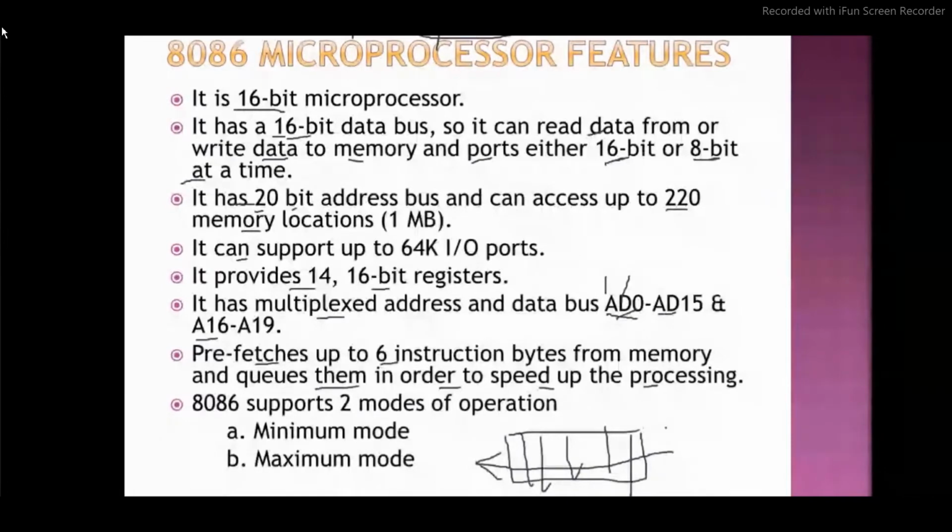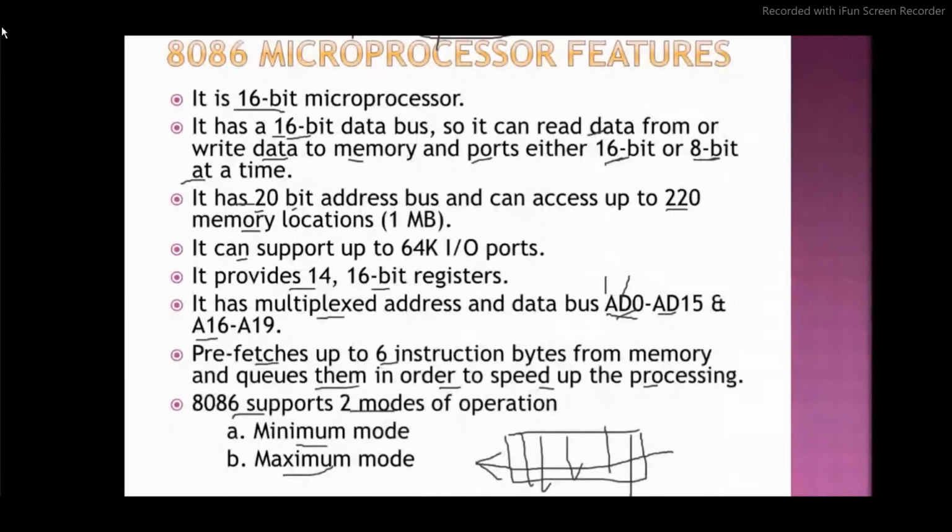Okay, and this instruction queue stores the next instruction that will be processed in advance, so that at the time of execution, the instruction can be quickly fetched from it. Okay. Also, the 8086 microprocessor has 2 modes of operation, minimum mode and maximum mode.